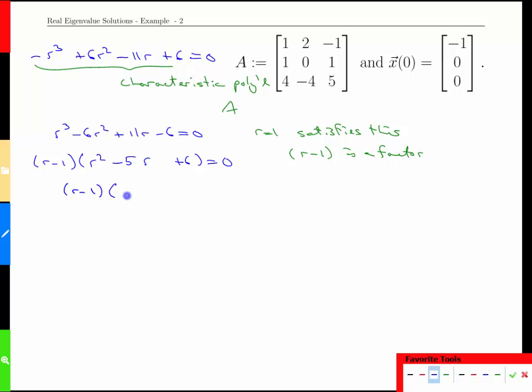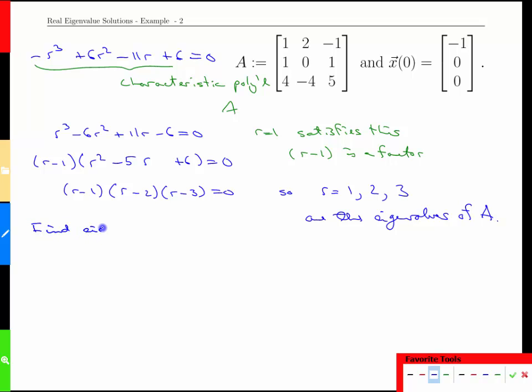And even better, that has a nice factorization as well, which is r minus 2 and r minus 3. And that gives us our eigenvalues are literally 1, 2, and 3 for our matrix A. Fantastic. Next step is to find the eigenvectors. For that, what we take is A minus rI times some unknown vector equals the 0 vector. And we do this for each eigenvalue.